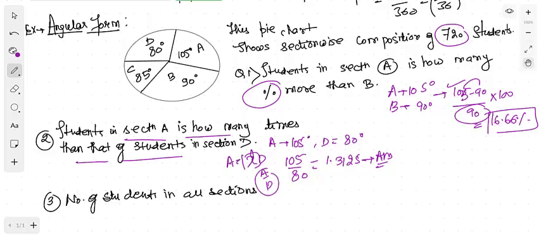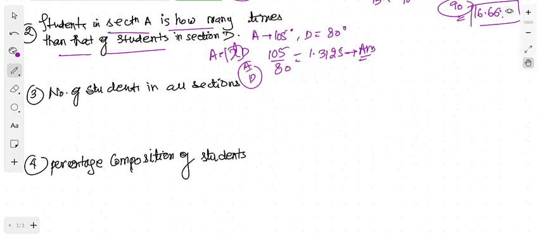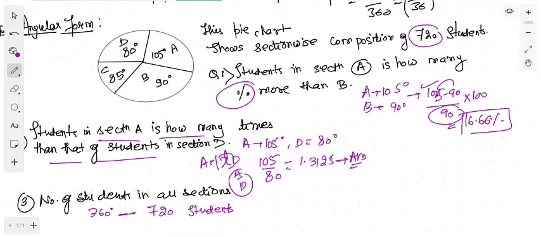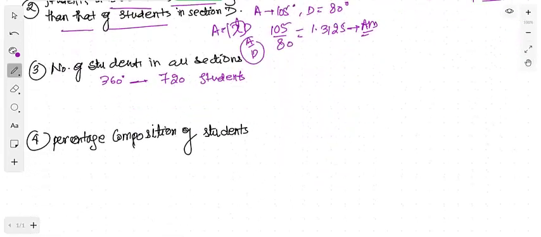Simple. Okay. So then third one is you have to find number of students in all sections. How will you find that? First thing, 360 degree will give 720 students. Why? Because it is given that this complete pie chart is the composition of 720 students. It means this complete 360 degree will give 720 students, right? So 1 degree will give 720 divided by 360, which is equal to 2 students.